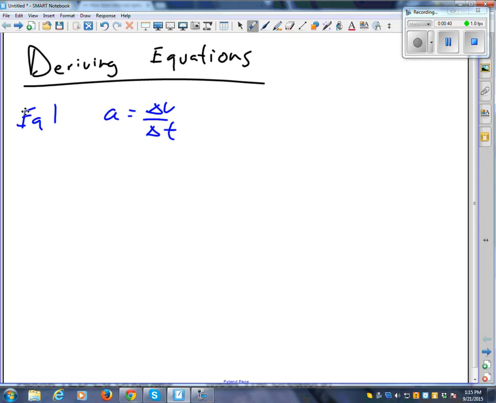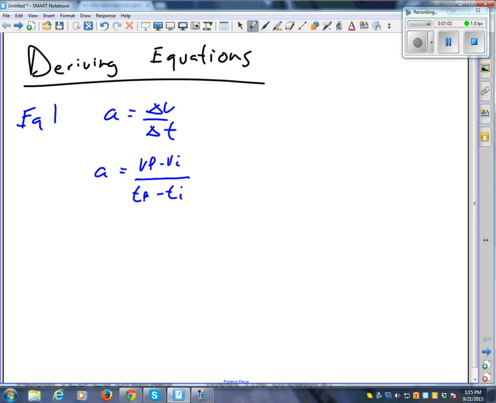Yes, that's true. That's one root. Delta V means change in velocity, right? And the change in velocity is the difference between the final and the initial. So I'm going to rewrite that as Vf minus Vi, right? Delta V is Vf minus Vi. And similarly, delta T is going to be Tf minus Ti.